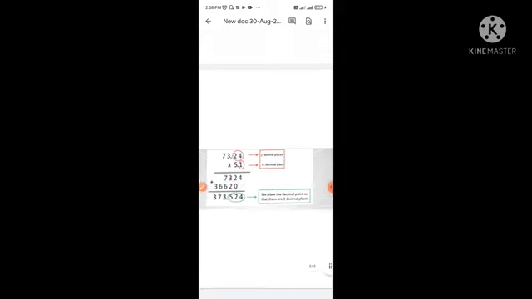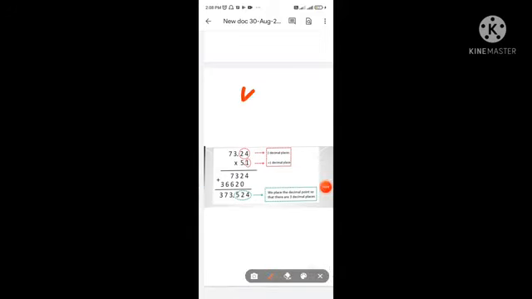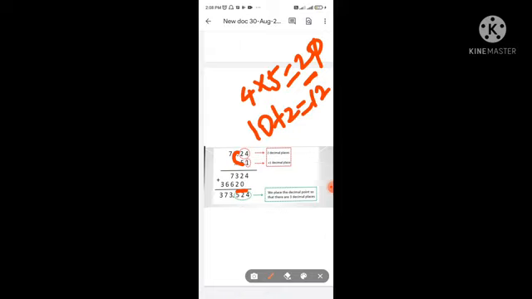5 fours are 20. So I strike out 0 right under the tens place. How much remaining, dear? 2. Then 5 twos are 10. 10 plus 2, what do you get? 12. So you cut the 2 and write it under the hundredth place. Okay. What do you have remaining now?